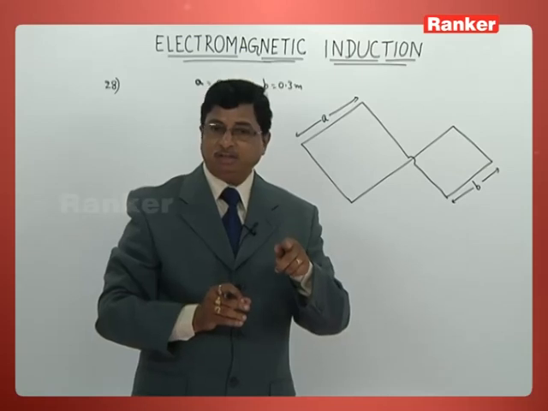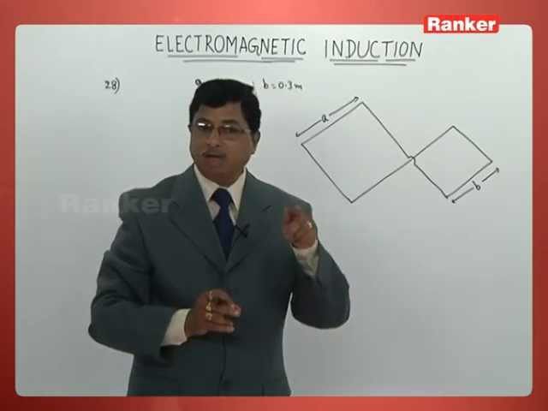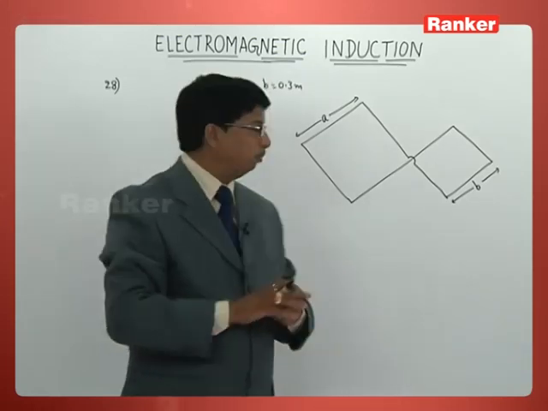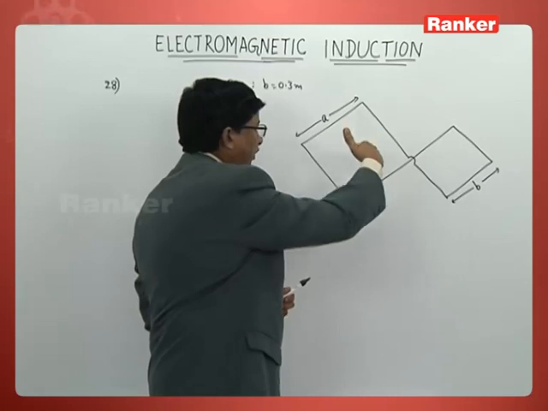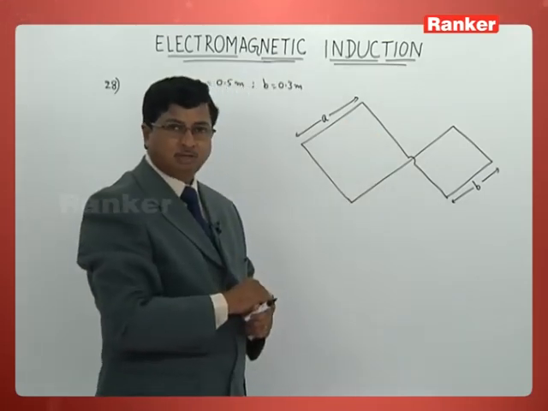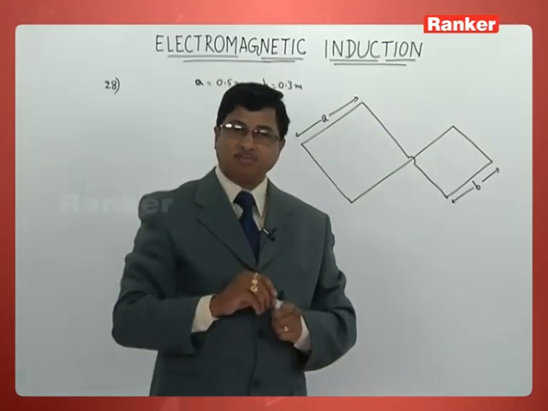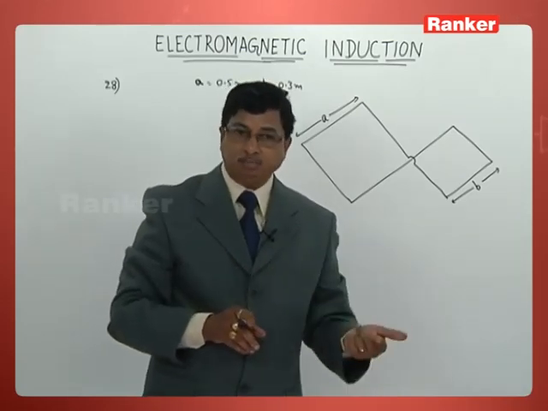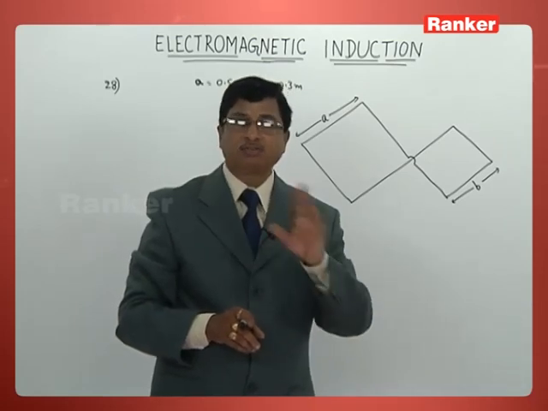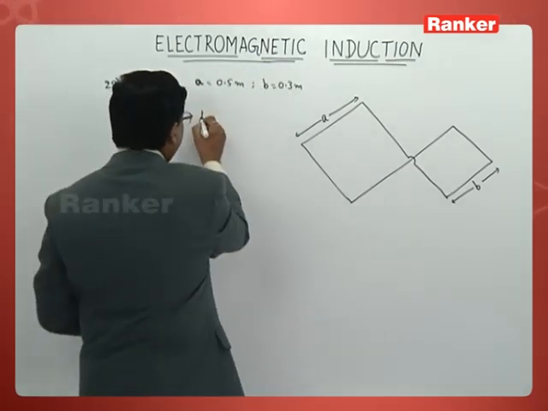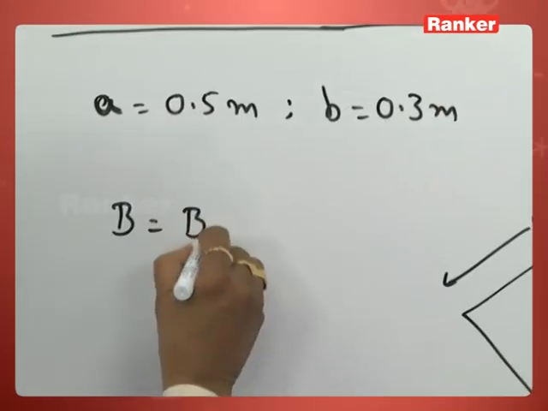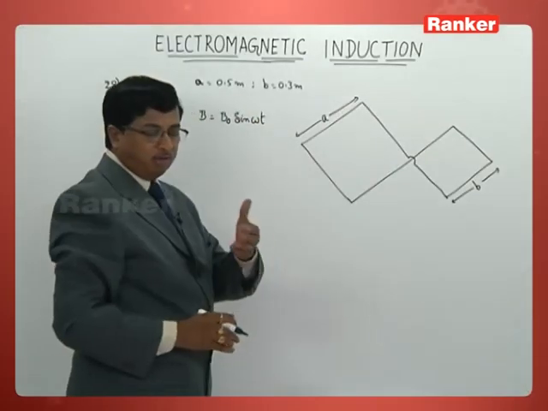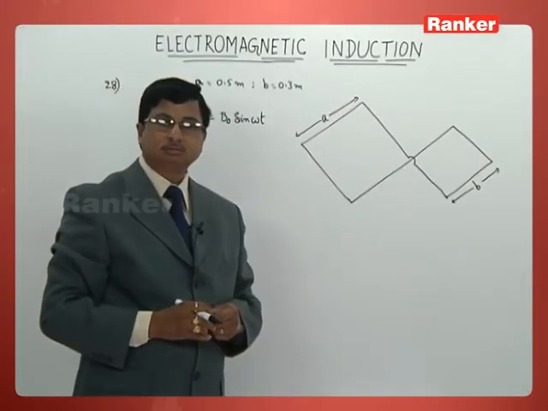And what did he say? They are placed in a uniform magnetic field at right angles to the plane of the loop. That means the magnetic field is perpendicular this way. That of course you can understand. The magnetic induction varies with time as B is equal to B naught sin omega t. This is important for you. B is equal to B naught sin omega t.